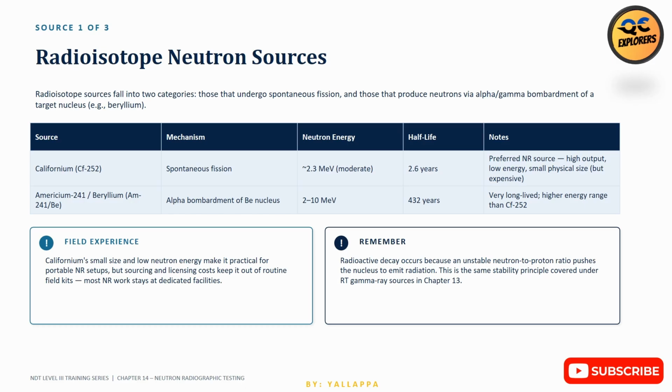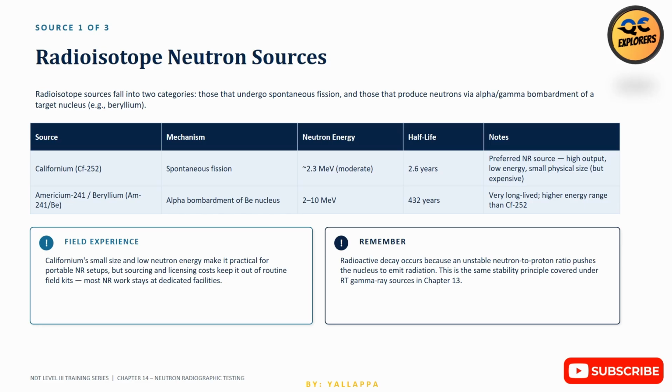The second important source is americium-241 combined with beryllium, commonly referred to as AM-241/Be. Unlike californium-252, this source does not produce neutrons through spontaneous fission. Instead, americium emits alpha particles that strike a beryllium target. This nuclear reaction releases neutrons with higher energy than those produced by CF-252.